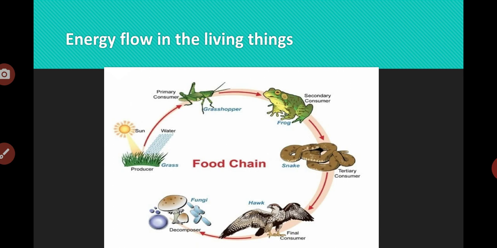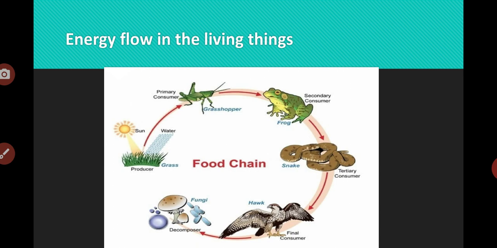So look at the given picture. Due to sunlight, plants produce their own food. Then plants are eaten by the grasshopper. Then the grasshopper is eaten by the frog. The frog is eaten by the snake. The snake is eaten by the hawk. And when it dies, it will mix in the soil, that is, it will decompose, and this energy goes to the fungi. So this is called a food chain.